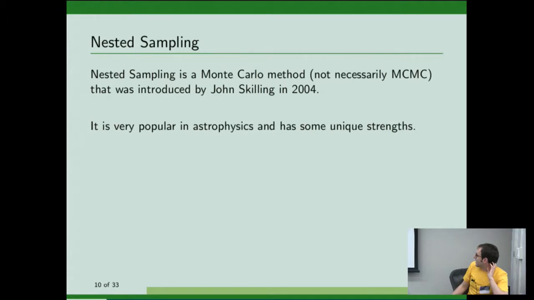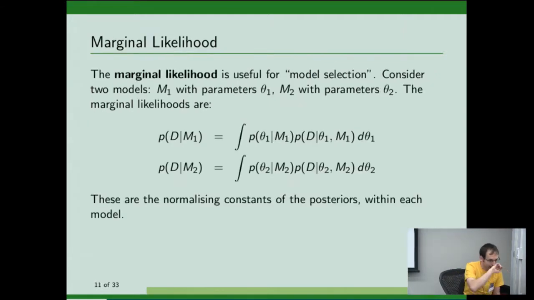Nested sampling is very popular in astrophysics. It's one thing where we're ahead of the curve. Statisticians haven't paid a lot of attention to it, which I think is a little bit of a mistake, because it has some unique strengths. There are some advantages to it, and there is a certain class of problems where nested sampling works and many common alternative techniques don't work. And I'll talk a little bit about those.